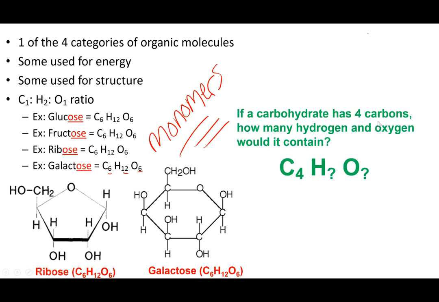So, if a carbohydrate has 4 carbons, how many hydrogen and oxygen would it contain? Well, if we do the 1 to 2 to 1 ratio, we know that carbon and oxygen have to be the same, so this should be 4, right? And we know that hydrogen has to be double whatever the carbon is, so that should be 8, right? If it's really a carbohydrate, let's see. Am I right? I am right, right? So you have that 1 to 2 to 1 ratio.